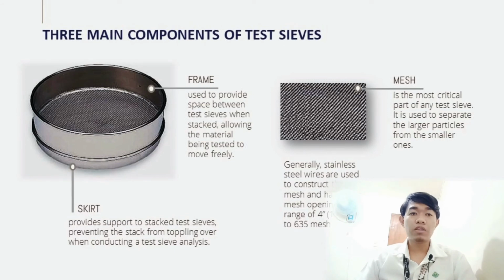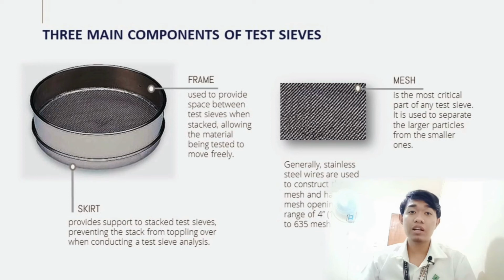There are three main components of test sieves. First is the frame. It is used to provide space between test sieves when stacked, allowing the material being tested to move freely. In conducting a sieve analysis kasi, it is not just composed of only one sieve. It is composed of a stacking of sieves, or madaming sieves na nag-stack up, na may iba't ibang sizes yung mga mesh nila. Since nabanggit ko na nga yung mesh, it is another part or component of test sieves.